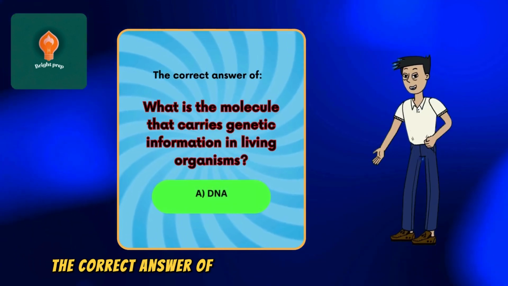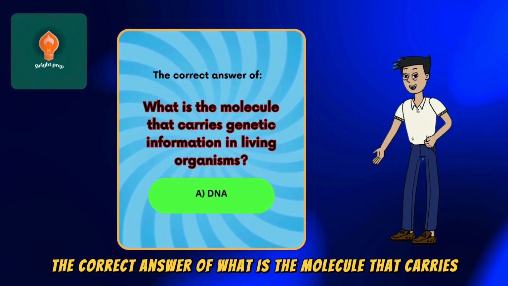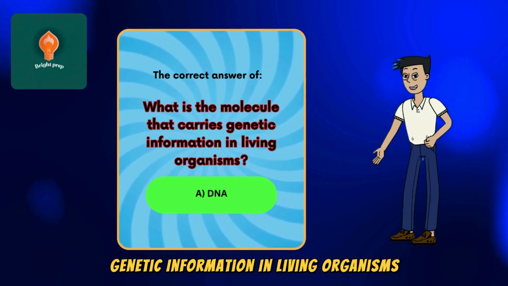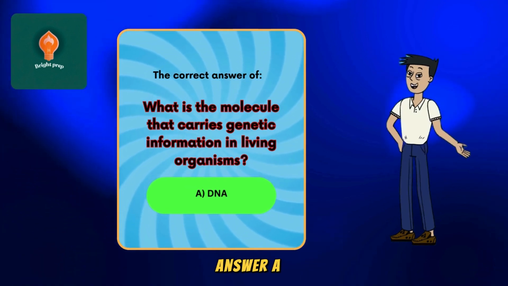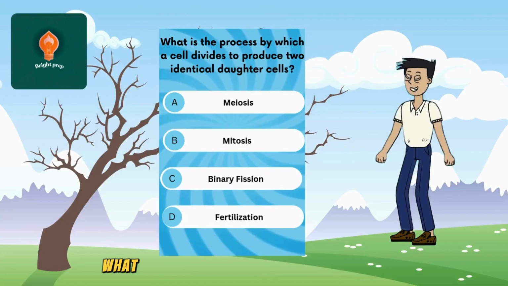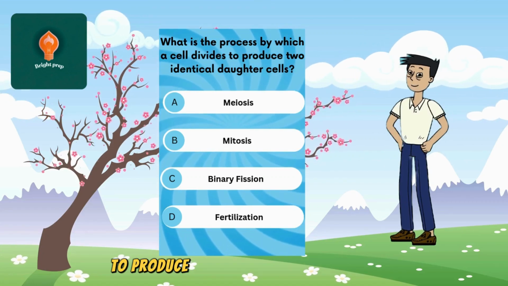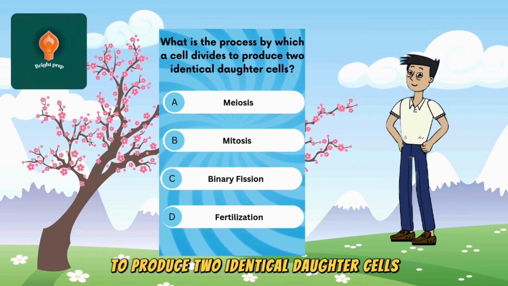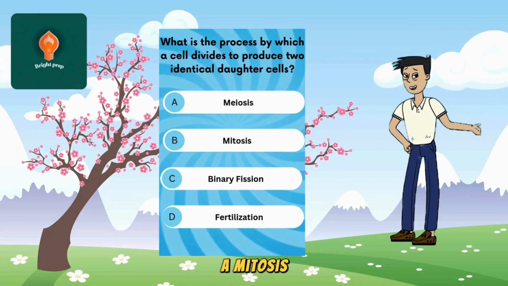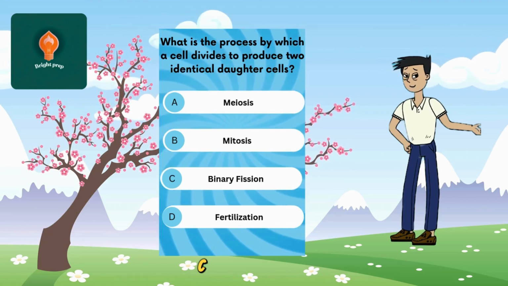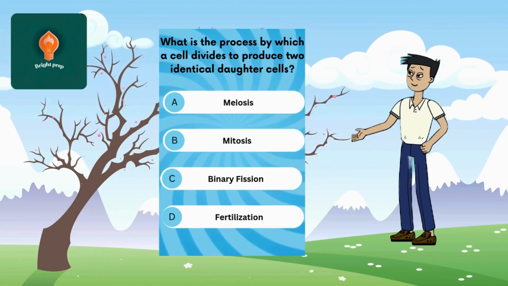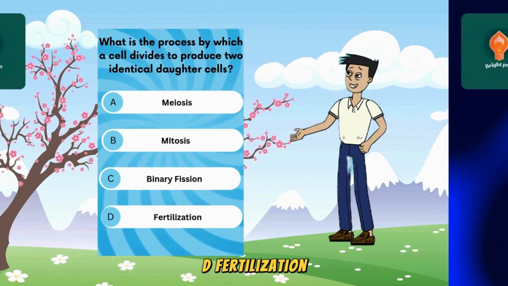The correct answer of what is the molecule that carries genetic information in living organisms? Answer A. DNA. What is the process by which a cell divides to produce two identical daughter cells? A. Meiosis. B. Mitosis. C. Binary fission. D. Fertilization.